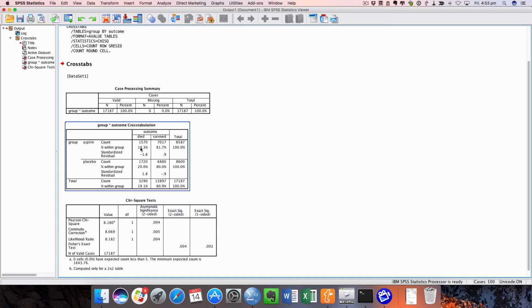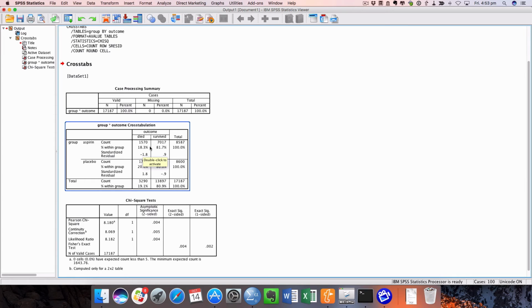These numbers here are within the aspirin group. We've got 18.3% died, 81.7% survived. If you come down to placebo, 20% died and 80% survived. So there definitely seems to be a slightly higher death rate on the placebo compared.